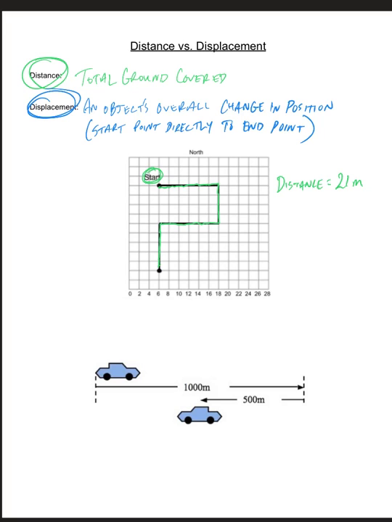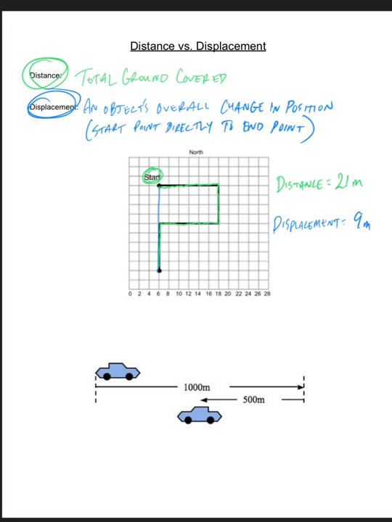Now, displacement is going to be a little bit different. It's going to be the total distance from the start point to the end point. So we're going to go directly from the start to the end, and we'll see how displacement could be different. So the displacement would be 1, 2, 3, 4, 5, 6, 7, 8, 9. 9 meters in that particular picture. So displacement is the direct path from the end to the start, and the distance is the overall path that that object covered.